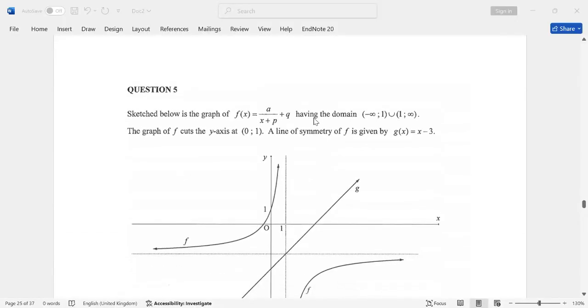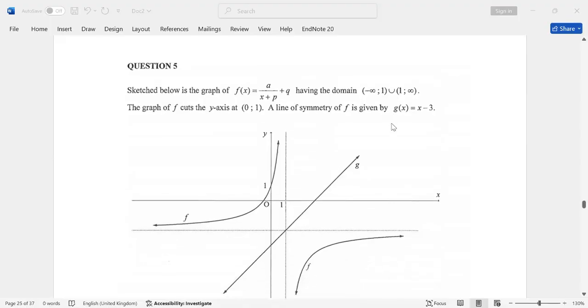Next question is question number 5. Sketched below is the graph of f of x equals a over (x plus p) plus q, having the domain minus infinity to 1 union 1 to infinity. The graph of f cuts the y-axis, as you can see over there, at (0, 1).